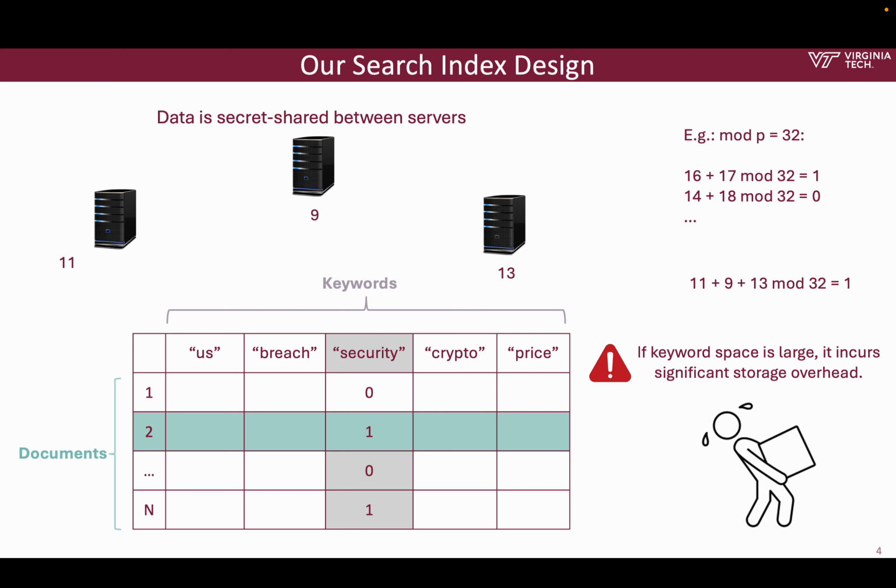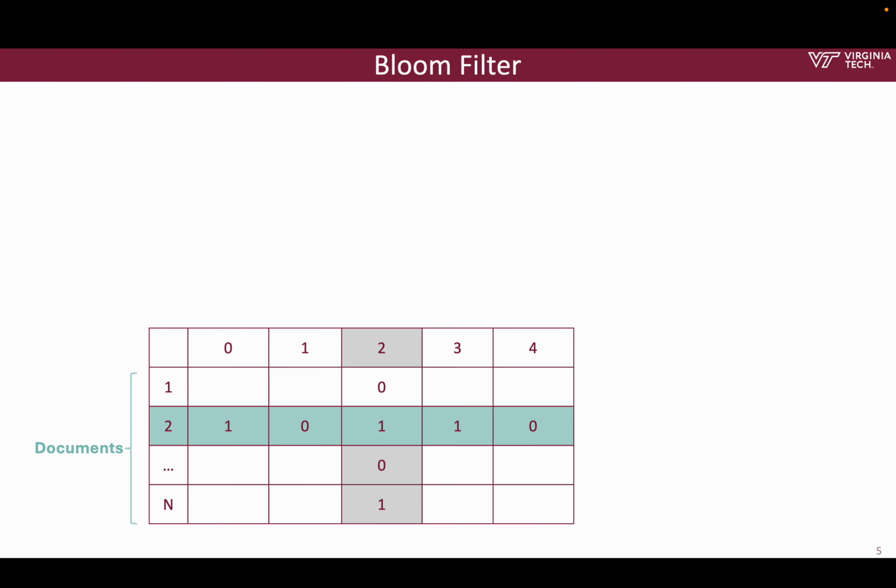However, this search index design suffers from significant storage overhead if the keyword space is large. To create an efficient search index, we harness a Bloom filter as a mechanism to compress the keyword dimension of the table. So, the keyword or column dimension is now called the keyword representation, which is much smaller than the keyword space.